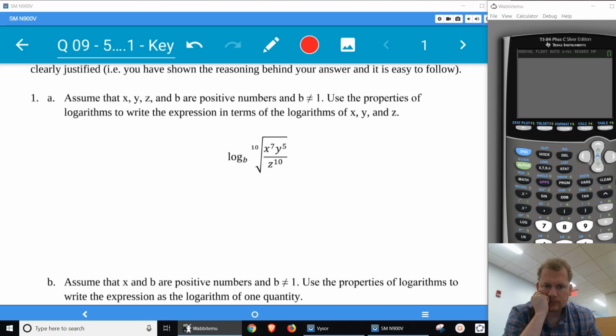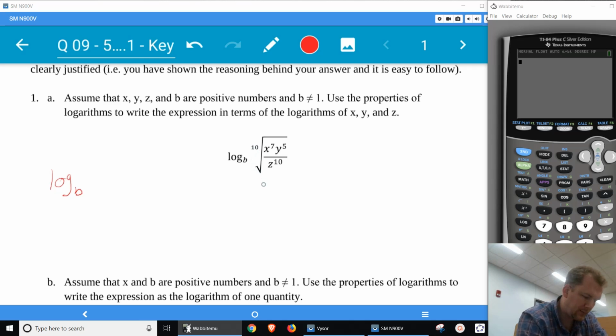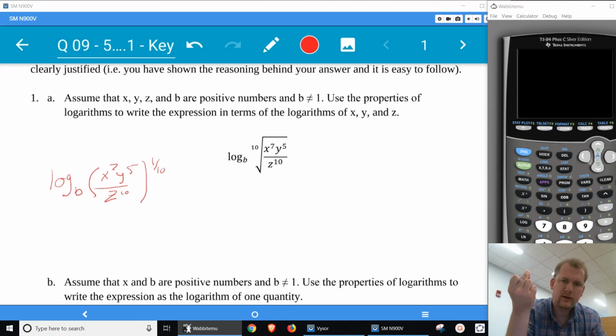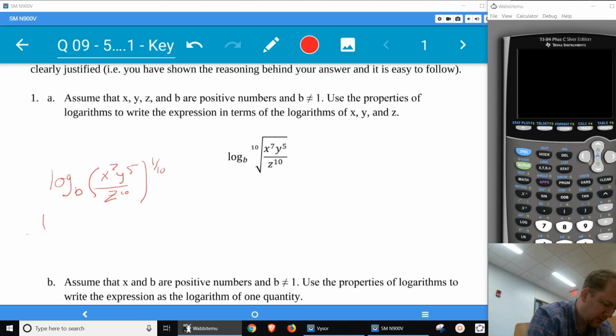Okay, so what we're going to do here is first convert the 10th root to the 1/10th power. So that's as if it was x to the 7th, y to the 5th, over z to the 10th to the 1/10th power. Then what logarithms let you do is strip the exponent off and put it on back. So doing that lets us do this.